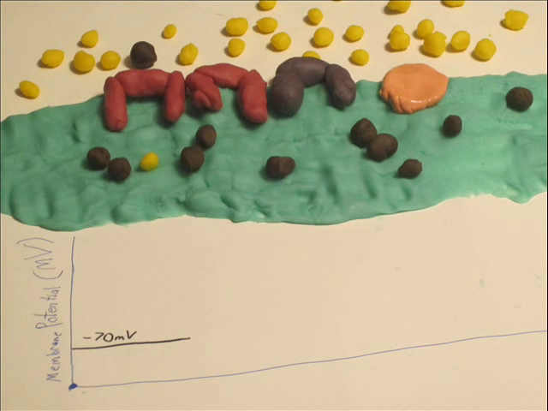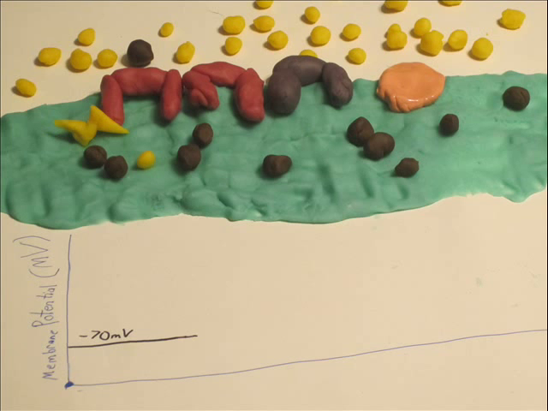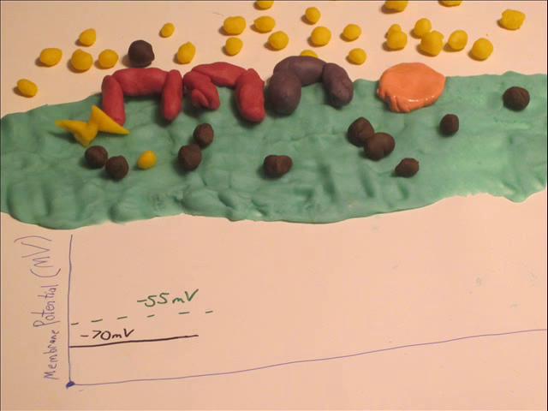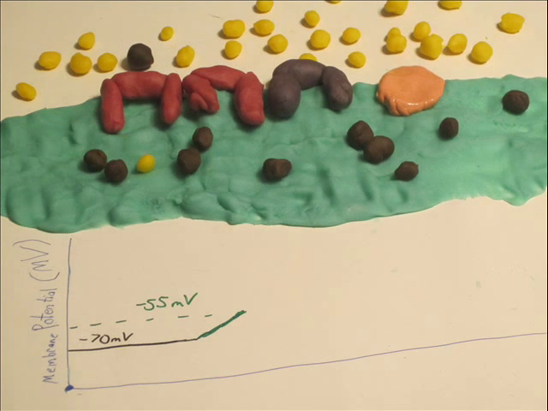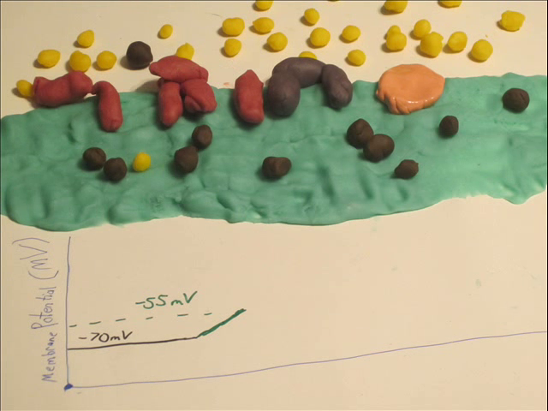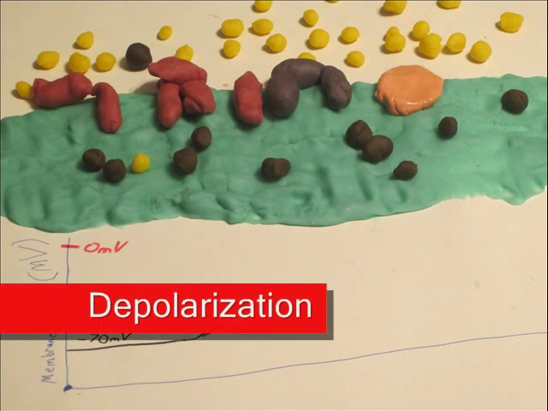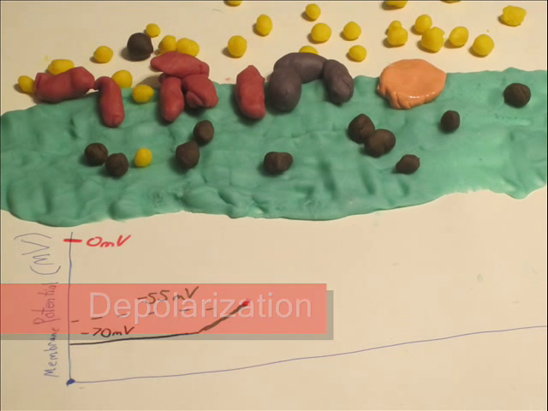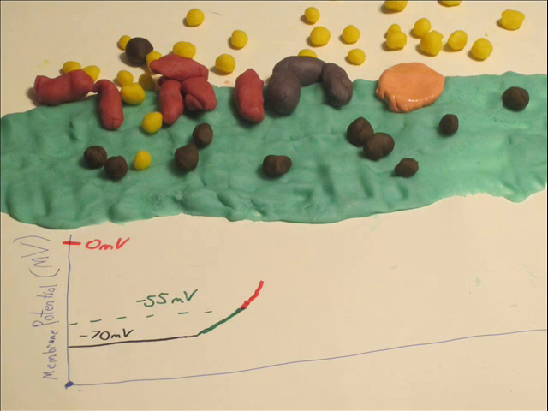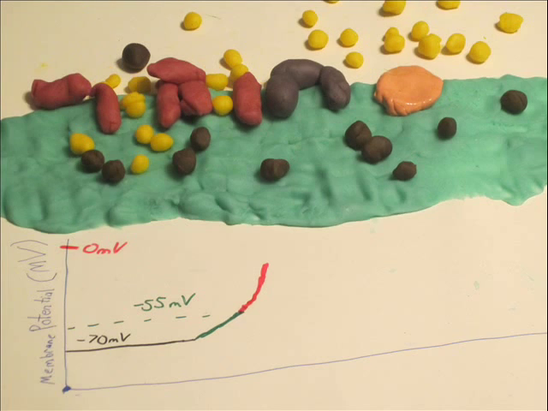about negative 70 millivolts. Stimuli may depolarize the membrane, that is, make it more positive. If it reaches a threshold value of negative 55 millivolts, voltage-gated sodium channels will open. This causes the all-or-nothing action potential to occur, and further depolarization as the positive sodium ions move on into the cell.